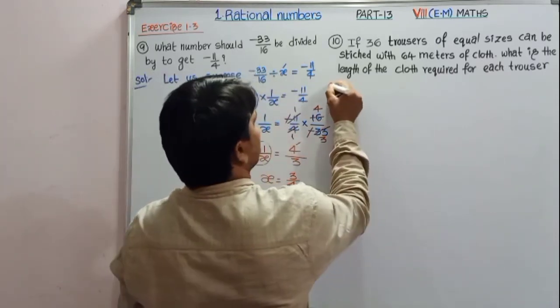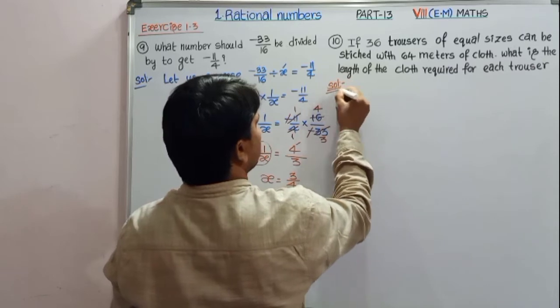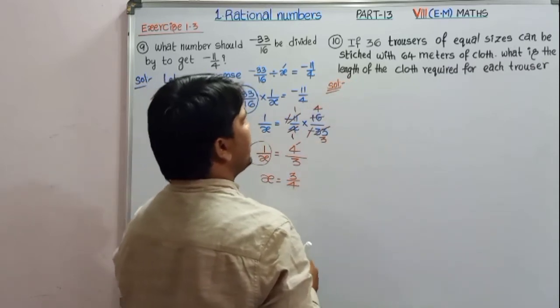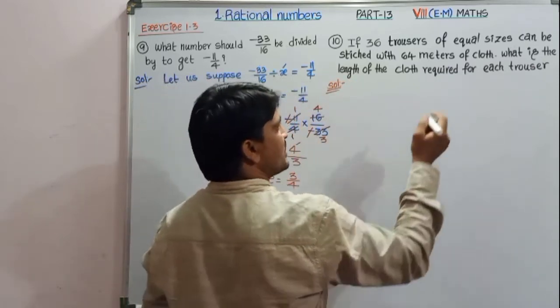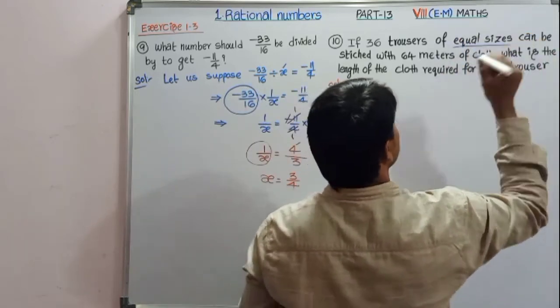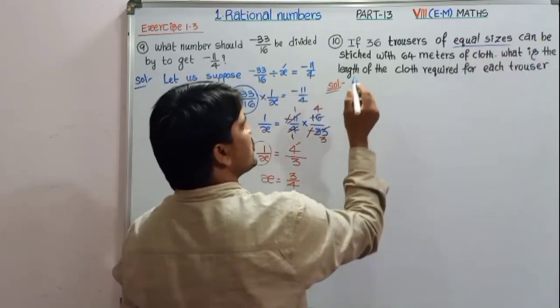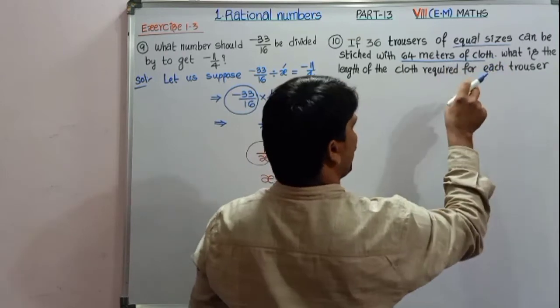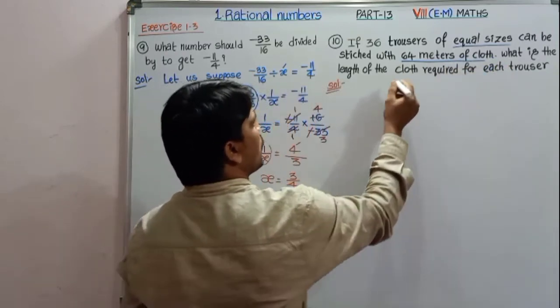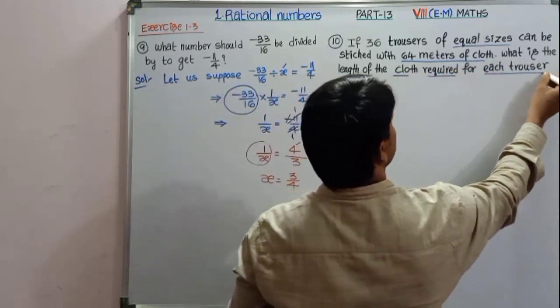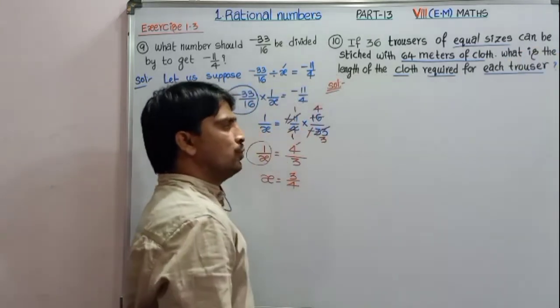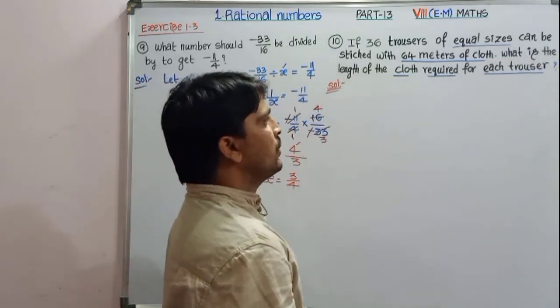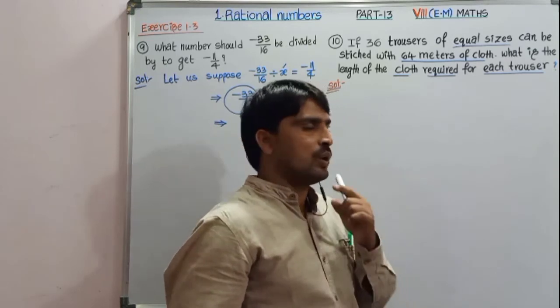Next, 10th one, solution. Important question. If 36 trousers of equal sizes can be stitched with 64 meters of cloth, what is the length of cloth required for each trouser? So we have to find the length of the cloth required for each trouser.